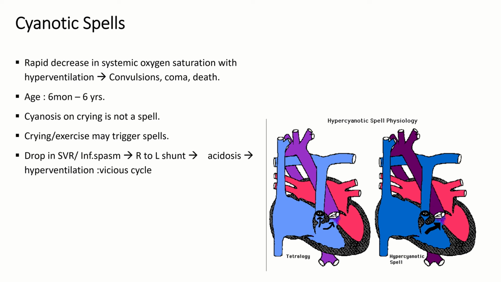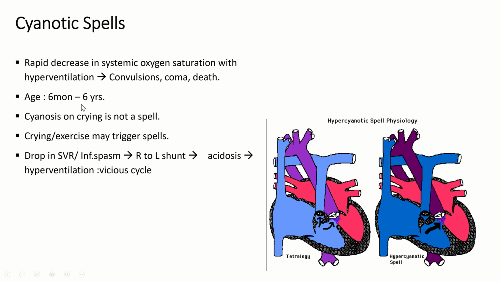One of the famous conditions that clinicians face in the outpatient clinic is cyanotic spells. Usually it occurs with tetralogy of Fallot, or whenever the RVOT, like we see here, has a subvalvular obstruction like that. The pathophysiology is a rapid decrease in systemic oxygen saturation with hyperventilation. It will lead to convulsion and may progress to coma and death.